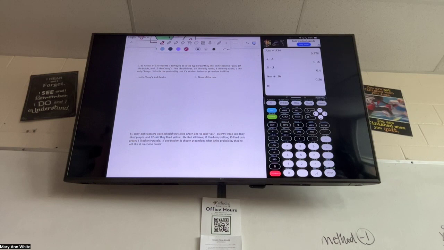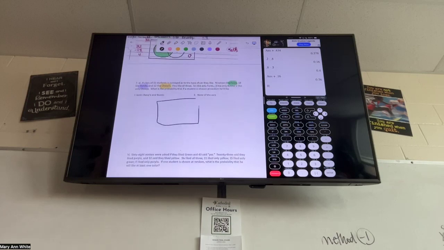Okay. It says a class of 32 students is surveyed as the type of car they like. 19 like Ford, 19 like Buicks, and 12 like Chevy. Okay. We have information about Fords, we have information about Buicks, and we have information about Chevys, okay? Which means that I've got 3 circles that I'm gonna fill. So I'm gonna make a Venn diagram, and you can put it wherever you want. You can put it above. I'll probably just put it right here in the middle.